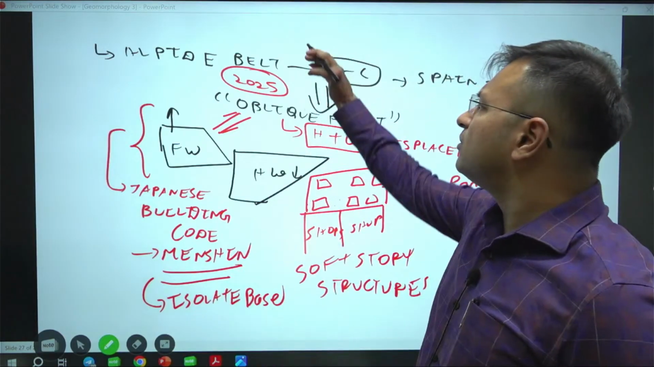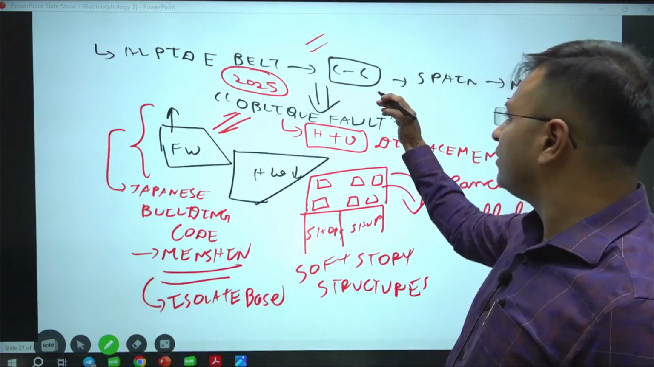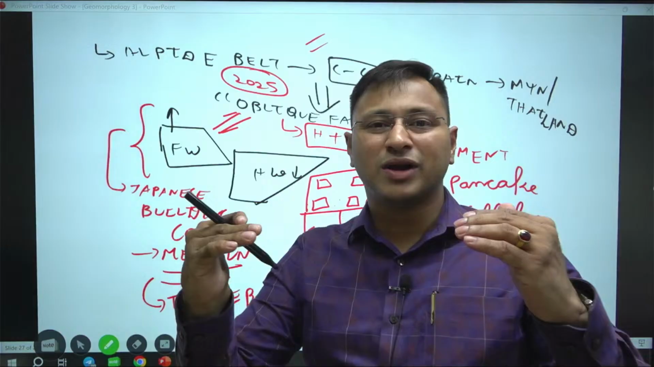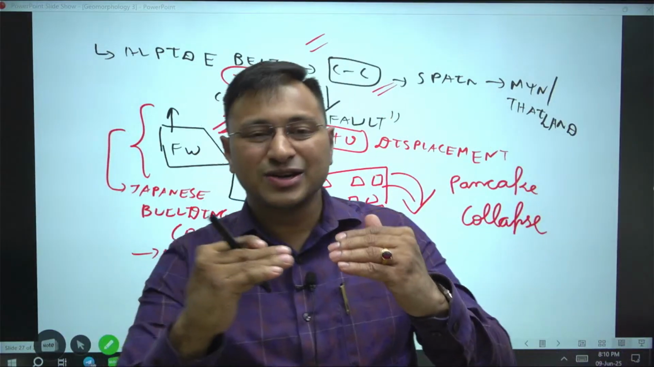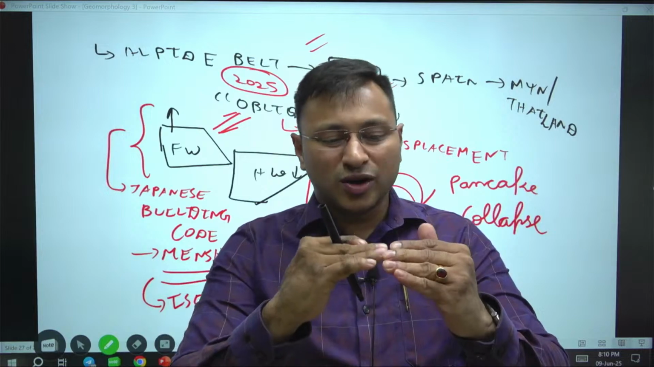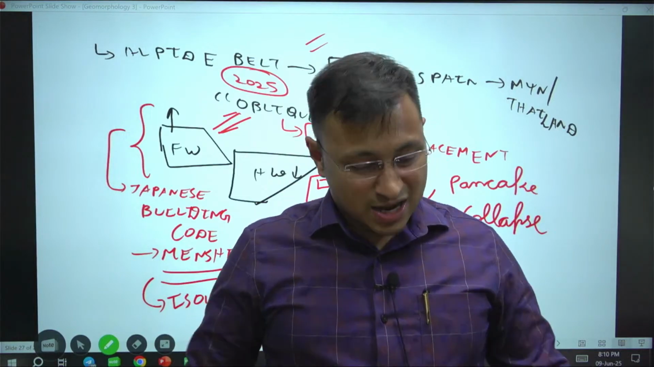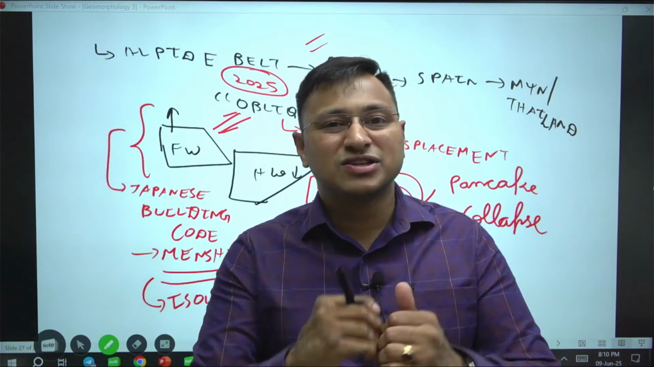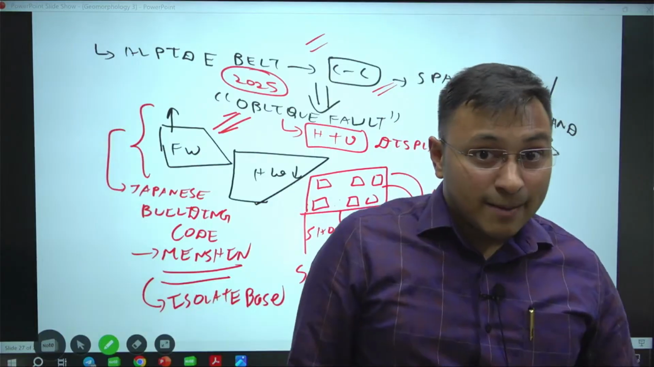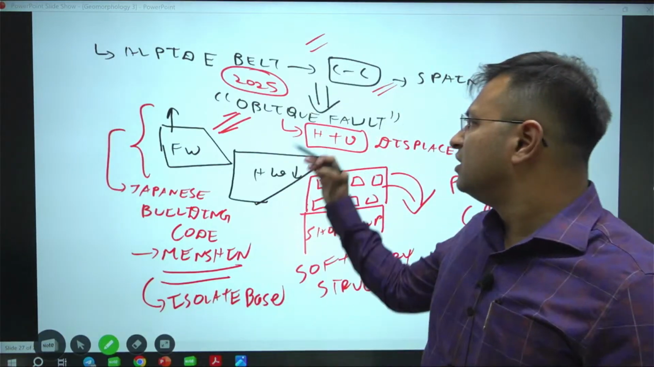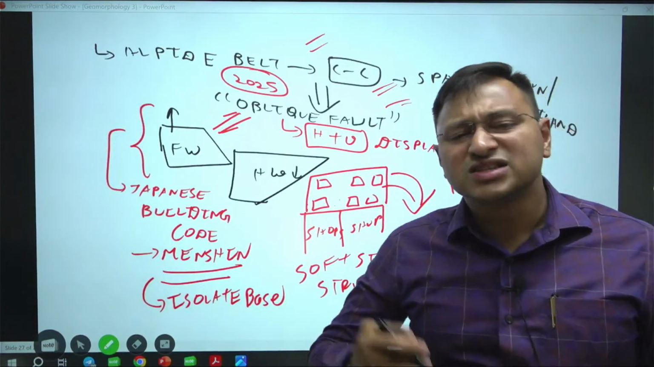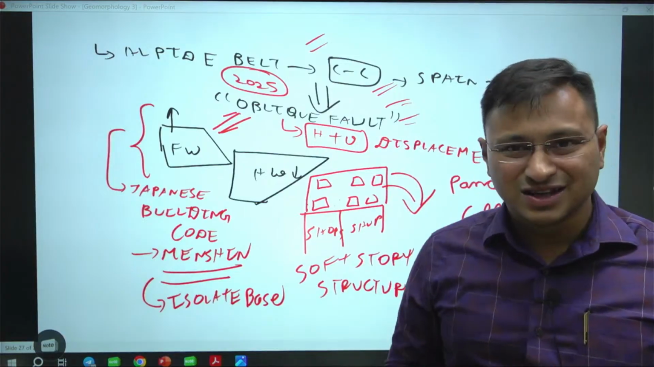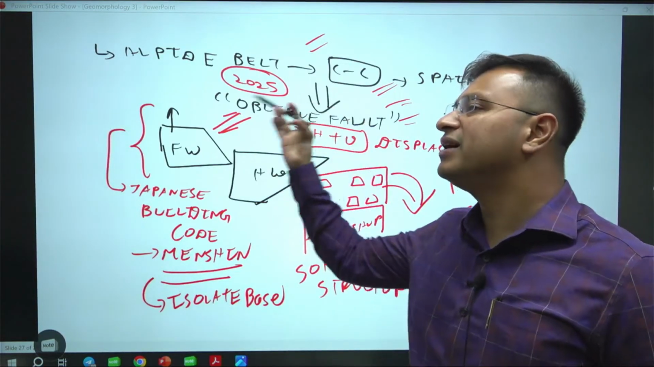In the alpine belt, the collision is predominantly continent-continent type. Two plates are colliding with each other, so naturally you are going to have very intense seismicity and a series of reverse faults. But in the alpine belt you find a very special type of fault, called an oblique fault.